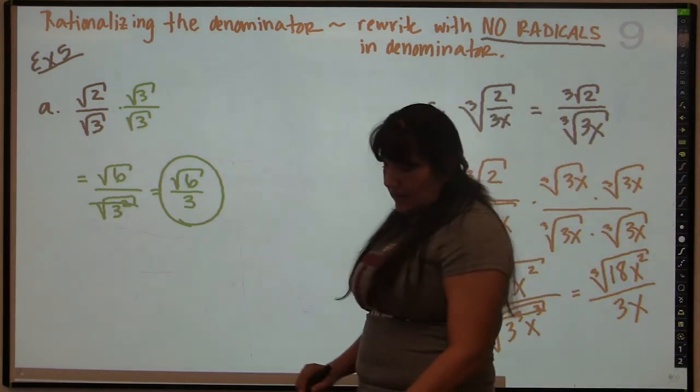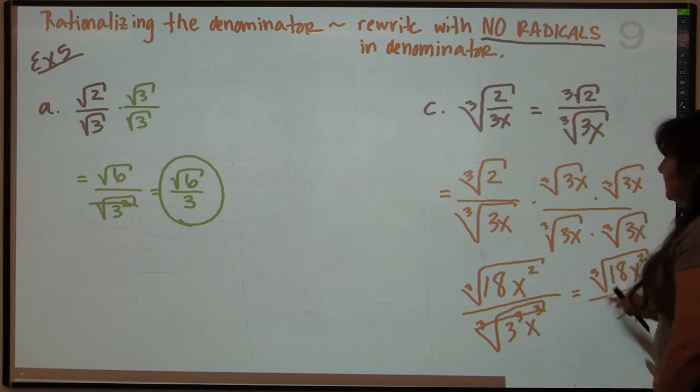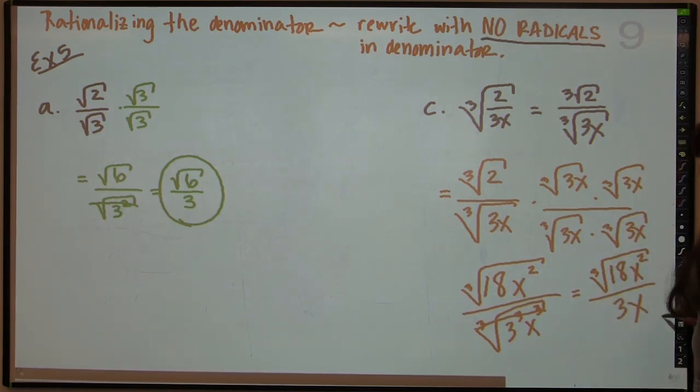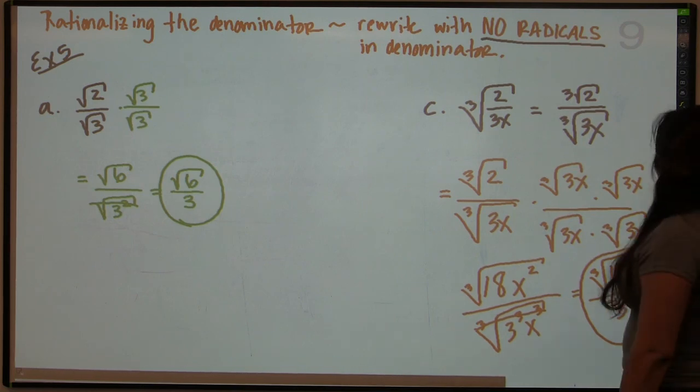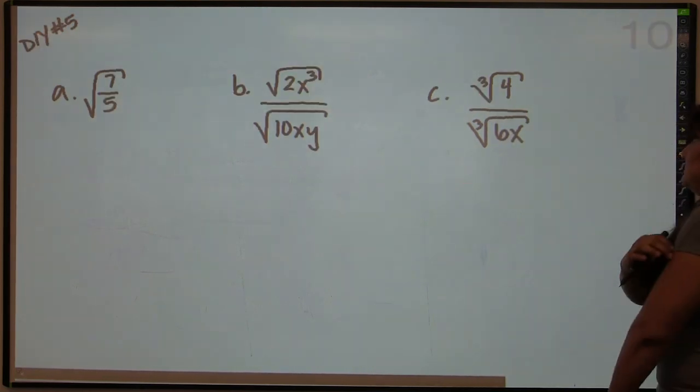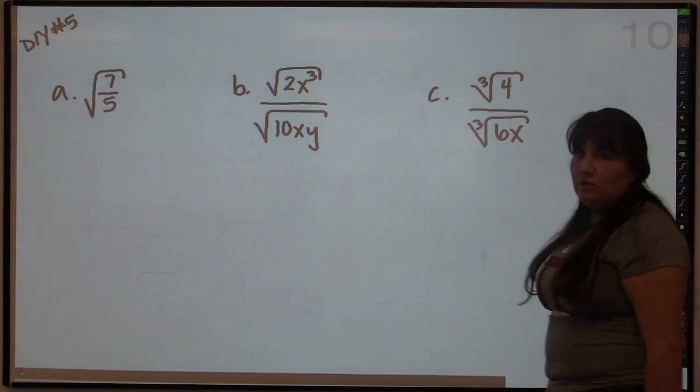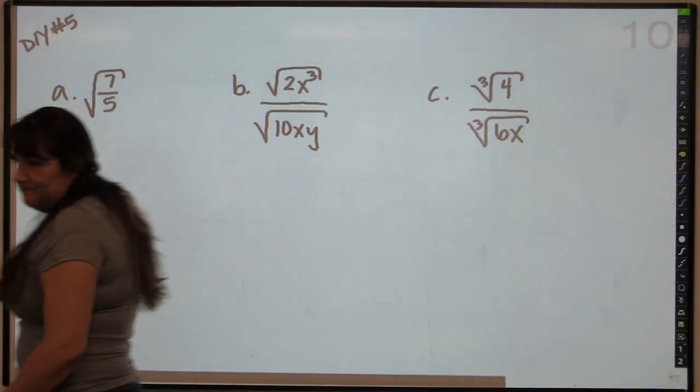Alrighty? And then you're done, because the 18 doesn't break down anymore for a cubed root. This would be our final answer. So now you can try this last example, and that'll be it for today.